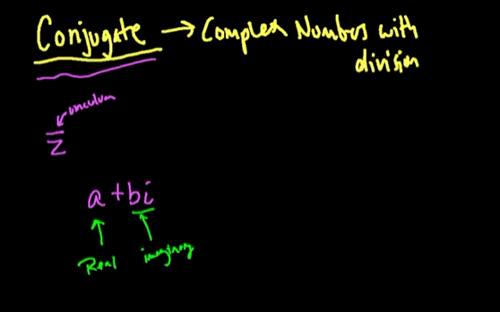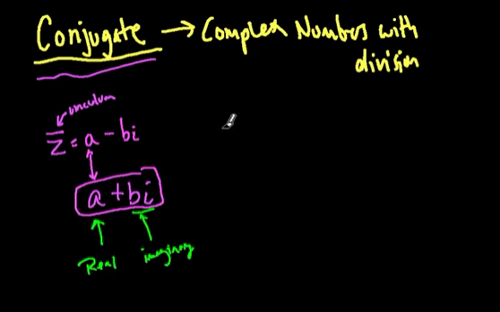Well, the conjugate is always going to be the same thing. We have the exact same value for the real part, but the opposite value for the imaginary part. So that's what a conjugate's all about. If we have a complex number, we take its conjugate by keeping the real number the same, but switching the value of the imaginary part to its opposite. So positive bi becomes negative bi.